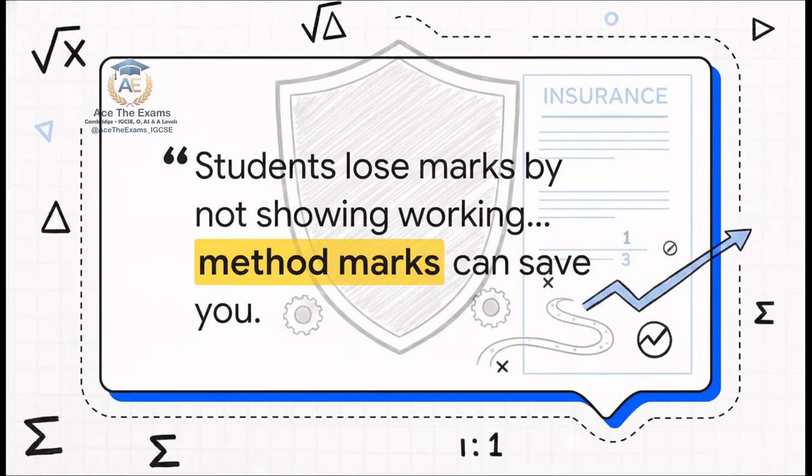This quote right here is basically your insider edge. The examiners explicitly put out an alert that says students lose marks by not showing working. Even if your final answer is wrong, method marks can save you. Think of your working out as your ultimate insurance policy.